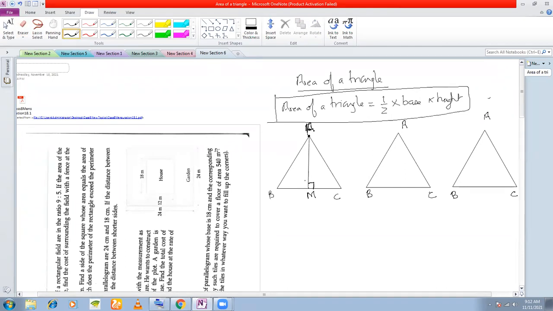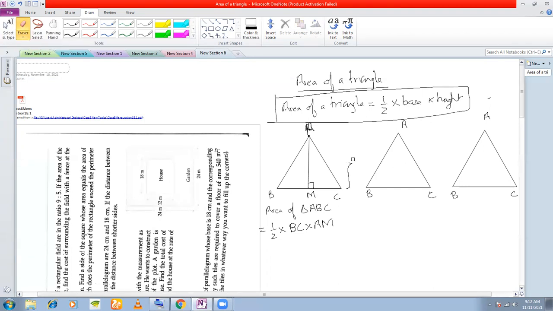Okay. Now see that in the first case where I have drawn the height from A to the side BC, in this case, the area of triangle ABC will be half into, now see, when I'm considering this as the height, right? This BC becomes my base. So the area will be half into the length of BC into the length of AM. Okay.